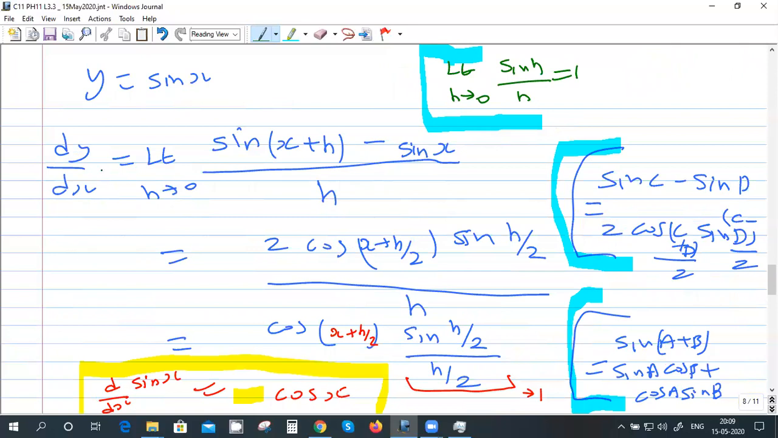Now you take this function y equals sin x. I want to find the derivative of this function. Can you try on a piece of paper? Okay, sir. Derivative of sine x.